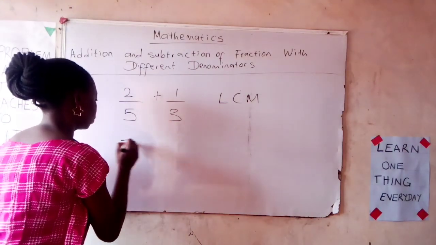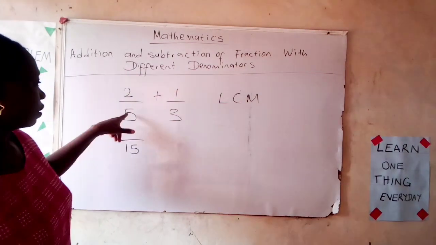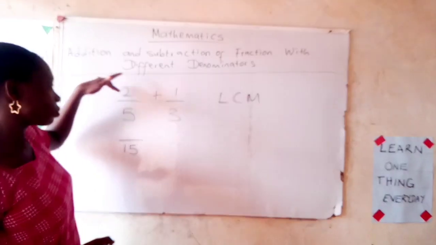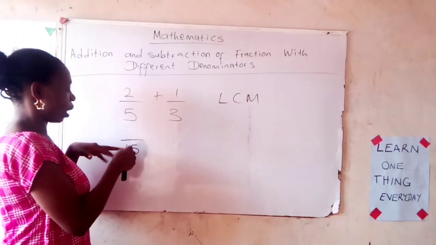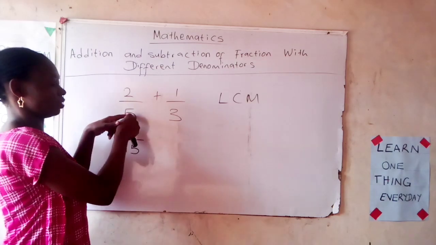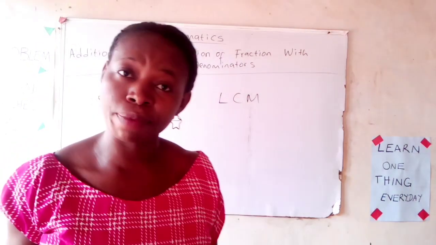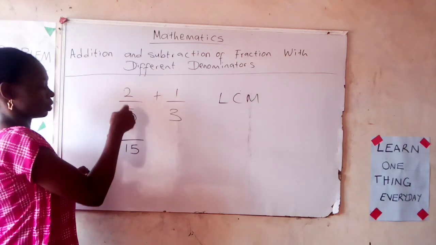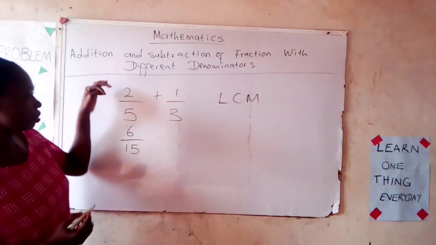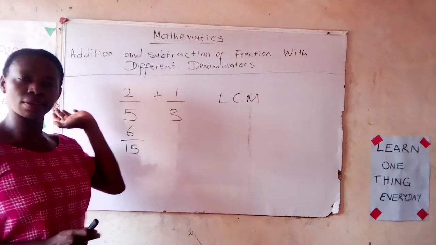For this one, the denominator is now 15. How will I find the numerator? Since our denominator has changed to 15, the numerator will also change. I will not bring down the 2. What I will do is divide this denominator by this denominator: 15 divided by 5, which will give me 3. I will now say 3 times 2, which becomes 6. So this fraction, 2 over 5, has become 6 over 15.